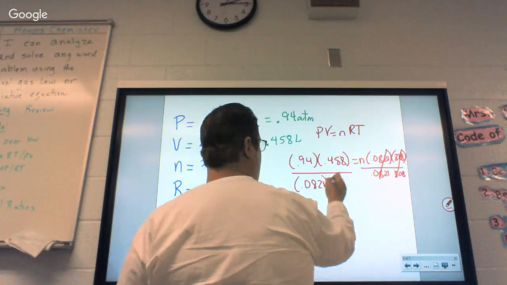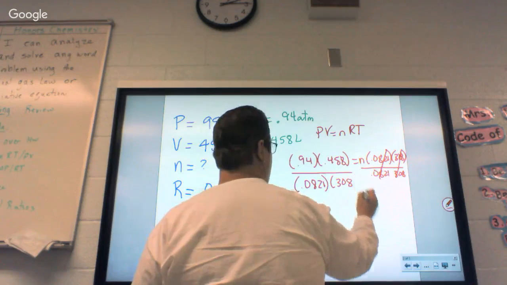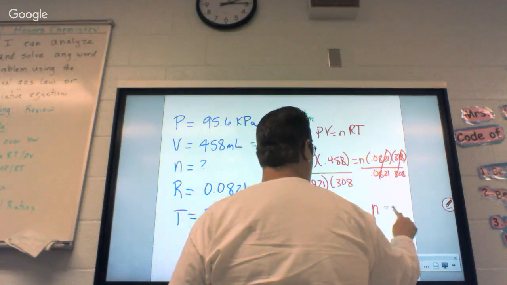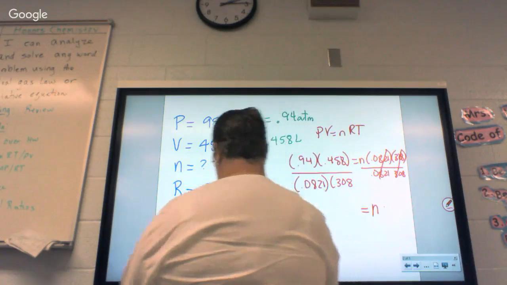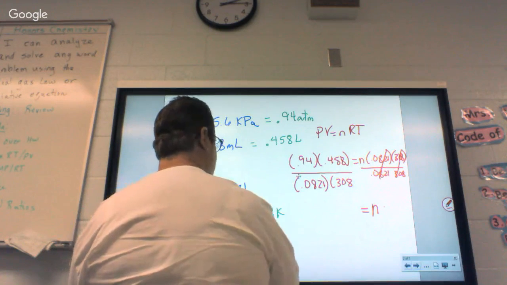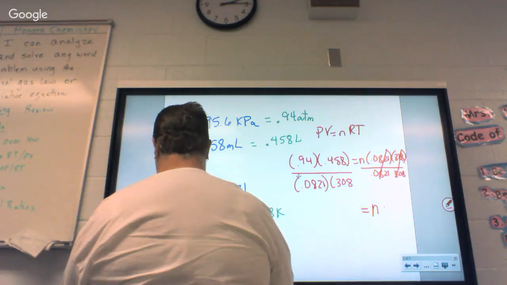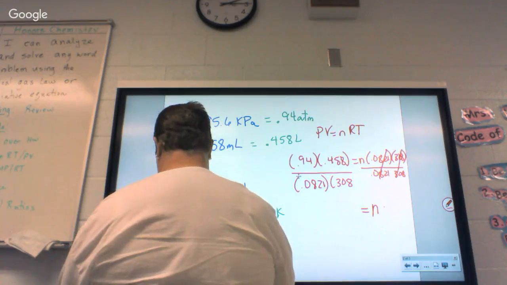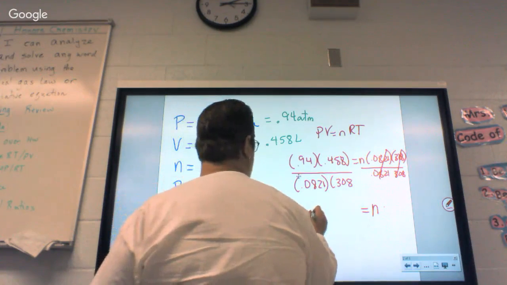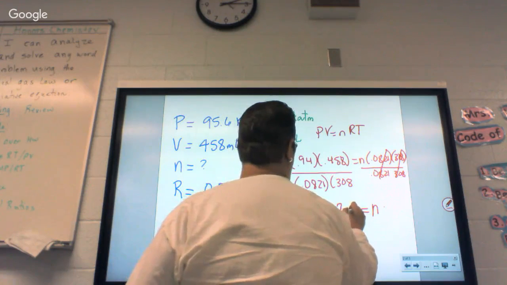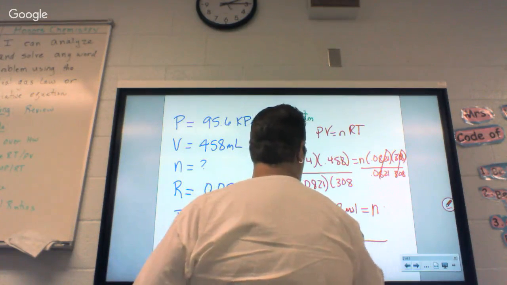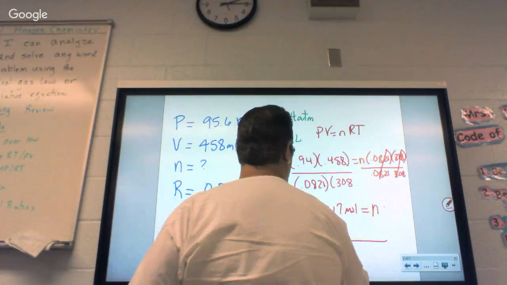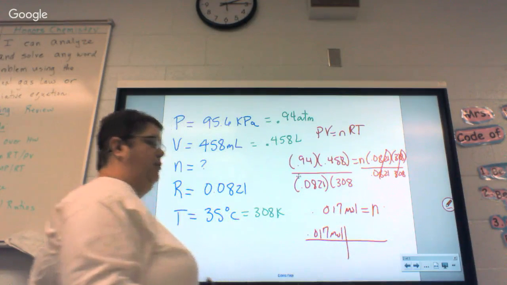0.0821 and 308. And it's going to equal 0.94 times 0.458 divided by 0.0821 divided by 308, and I get 0.017 moles. 0.017 moles is not what I need though. So what do I have to do on moles?